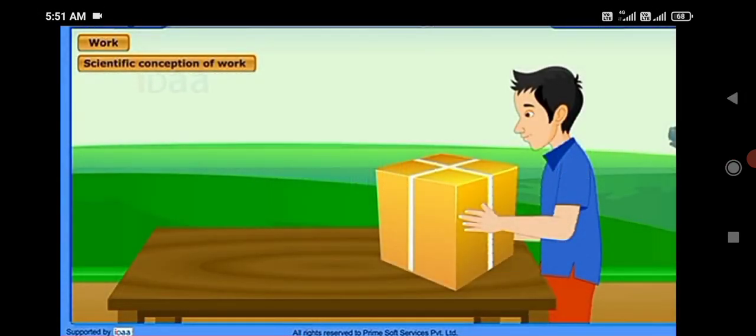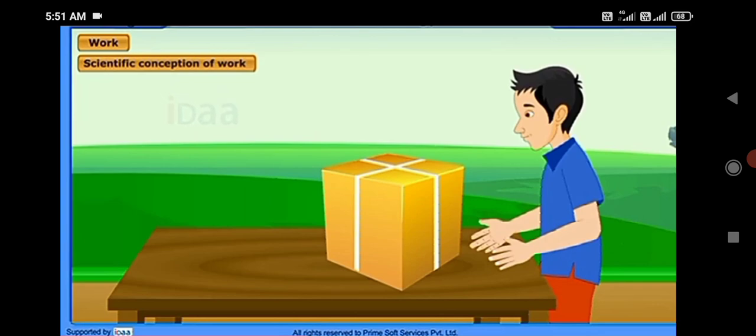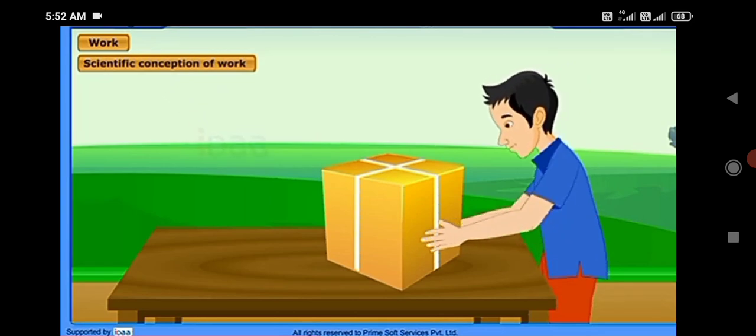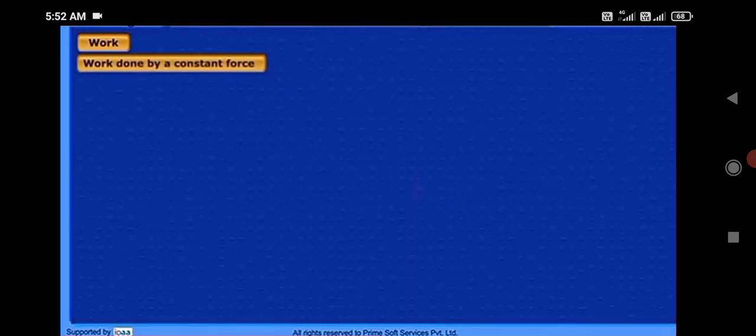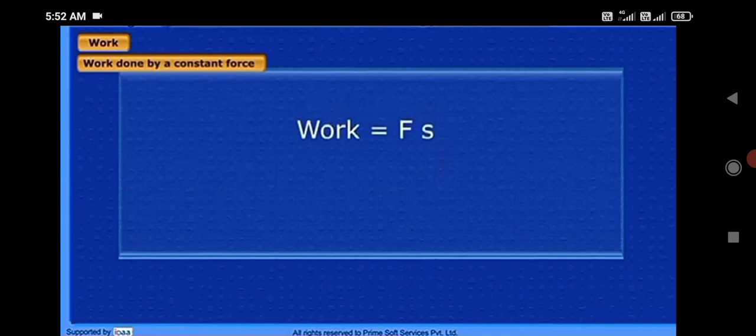Suppose here in this clip, one boy is standing, and on the table, one box is there. The boy lifts the box, or pushes the box, or lifts it upwards or downwards, or keeps the box once again on the table. Whatever it is, if you do anything, then for that you have to apply a certain force. Whenever you apply force, what happens? It displaces. So work done equals force into displacement.